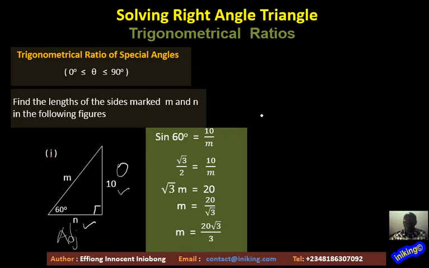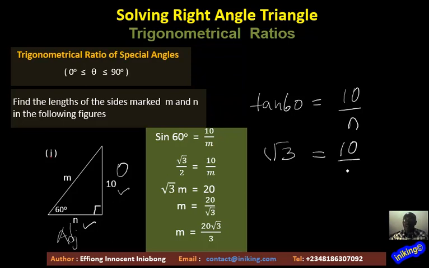So say, next, tan 60 is what? Tan 60 is opposite 10, adjacent N. What's tan 60? Tan 60 is root 3. So straightforward. Go back to the table we had earlier in the last clip. We cross multiply here. We have root 3 times N is equal to 10. Dividing both sides by root 3, you have N equals 10 all over root 3.